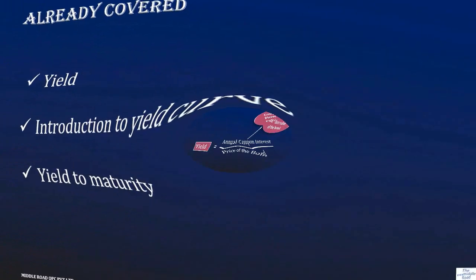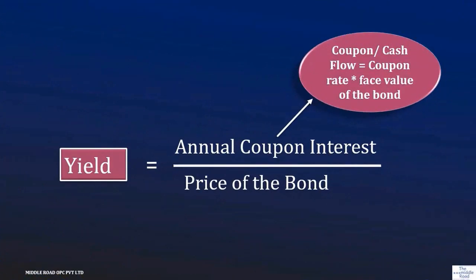Now we have the topic: what is a yield? Basically, it's the annual coupon interest divided by the price of the bond. The price of the bond keeps on changing. When we are talking about par value, which we'll again be discussing when we are talking about bonds at par, at that point of time the yield is equal to the yield to maturity, which we'll be discussing today, and is equal to the coupon rate.